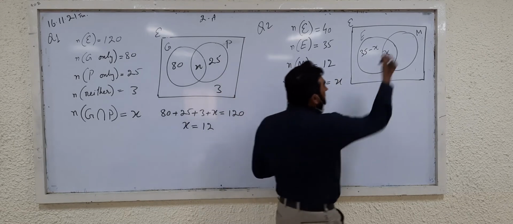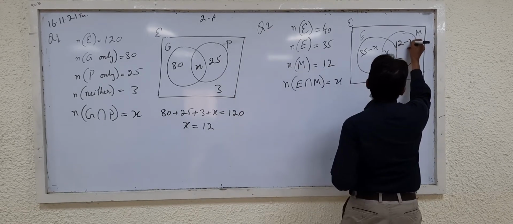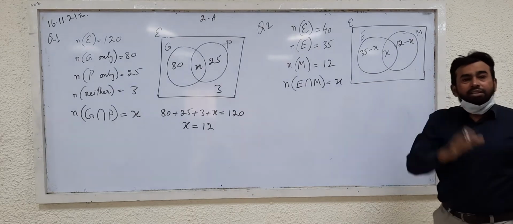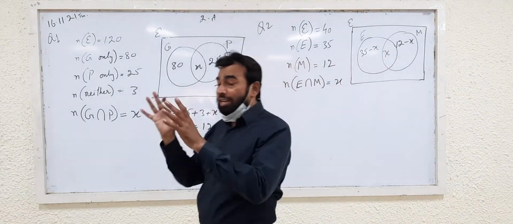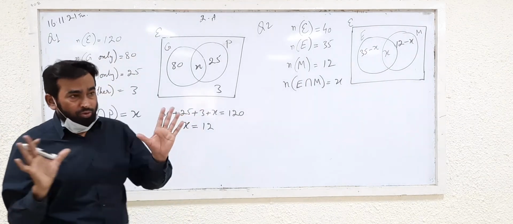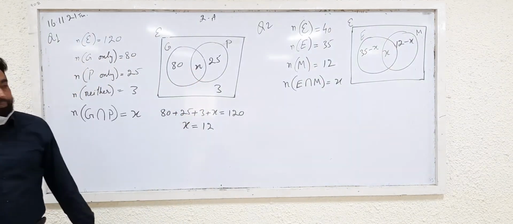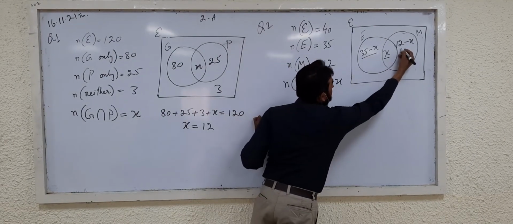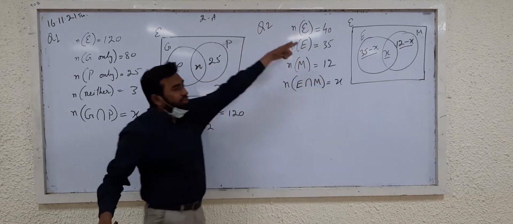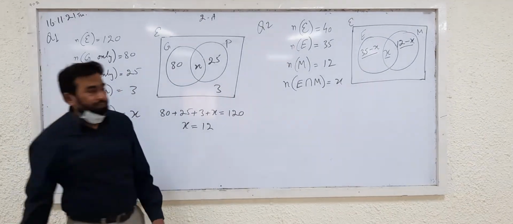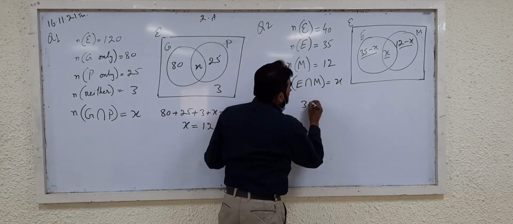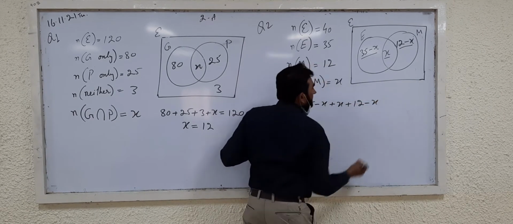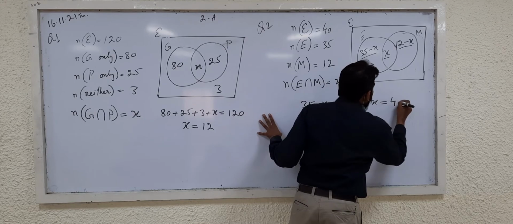In the same way, here 12 will not come. 12 minus X. No element will be written in this area because he is saying that each and every member is speaking at least one of the languages. Is it clear? Now the equation. The equation will be made like 35 minus X, and then X, and this. The sum of all these must be equal to 40. 35 minus X plus 12 minus X is equal to 40.